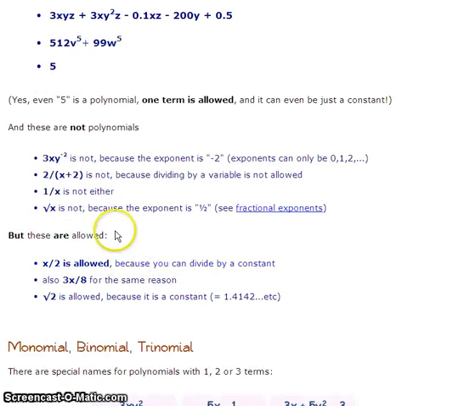Okay. These are not polynomials. This has a negative exponent. It's one term with a negative exponent, and it's not a polynomial. This is not a polynomial because you're dividing by a variable. This is not a polynomial for the same reason. You're dividing by a variable. This is not a polynomial because the exponent is 1/2 and you can't have fractional exponents. So this would not be a polynomial.